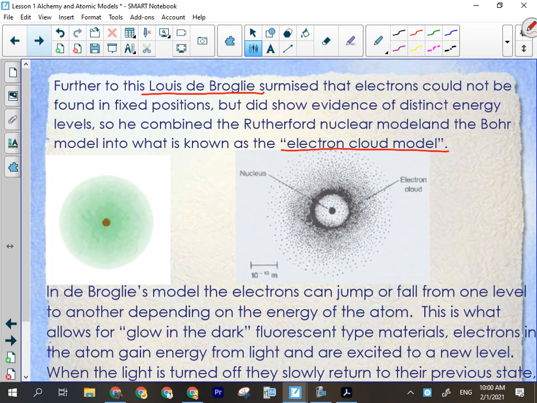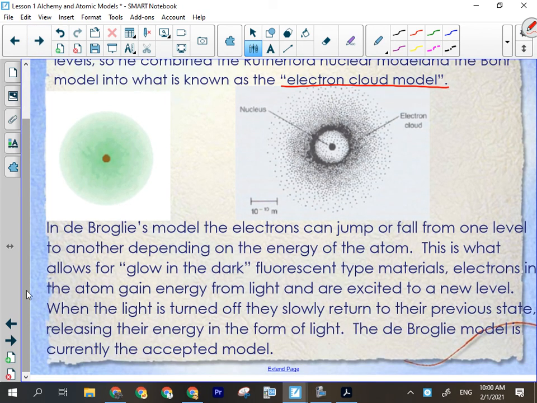In de Broglie's model, electrons can jump from one level to another, and that's how a glow-in-the-dark material works. If you've seen that, you take it outside, put it in the sun for a while, then put it in the dark, and it glows for a short period of time. That's because the electrons get excited in the sunshine. They gain energy and hop up to higher levels. When you take them out of the sun, they start losing that energy and falling back down to lower levels. While they're falling, they release light energy. So they don't glow forever. They glow until they've all fallen back down to the lower levels.